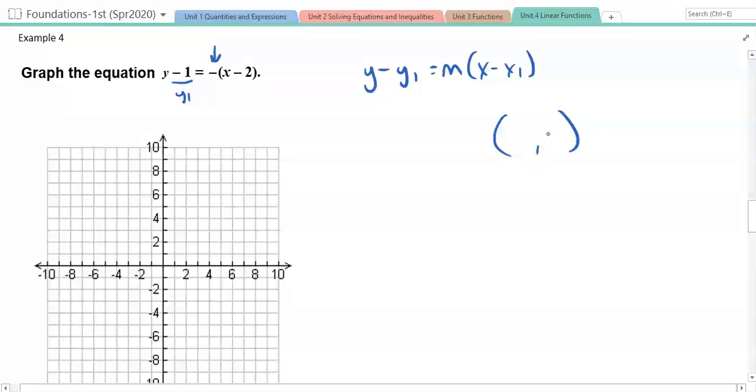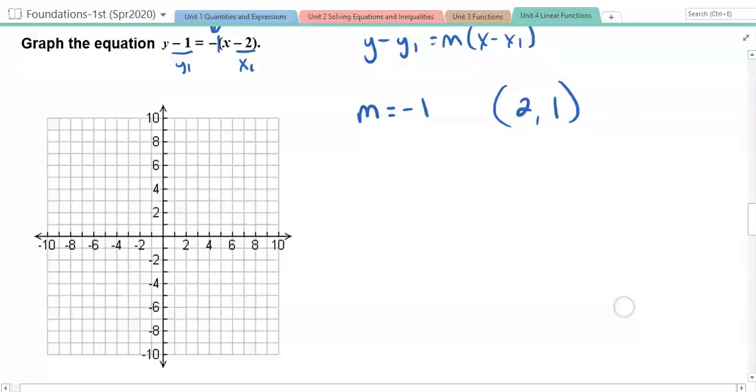So my y sub 1 is going to be positive 1, and my x sub 1 is going to be positive 2. But what is the slope? I just have this negative sign sitting in front of here. Well, what number would go right here? Well, there's an imaginary 1 there, right? So my slope is equal to negative 1.